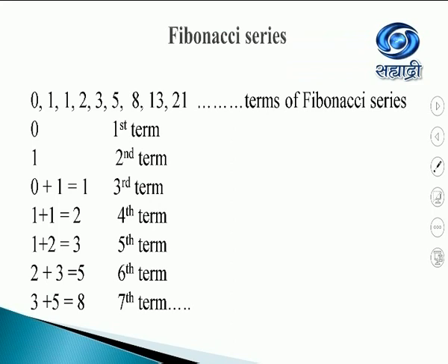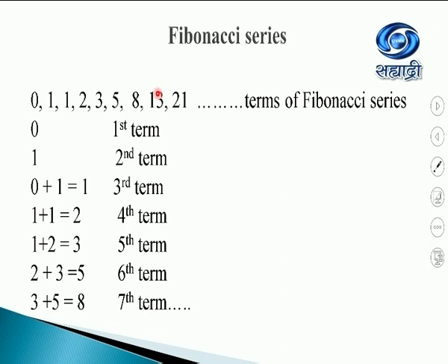The Fibonacci series is something like this. It is 0 and 1 are the first two terms compulsory. The next term is the addition of 0 plus 1. The next term is the addition of previous two. So 1 plus 1 is 2. The next term is addition of previous two. So 1 plus 2 is 3. 2 plus 3, 5. 3 plus 5, 8. 5 plus 8, 13, and so on. So these are terms of Fibonacci series.